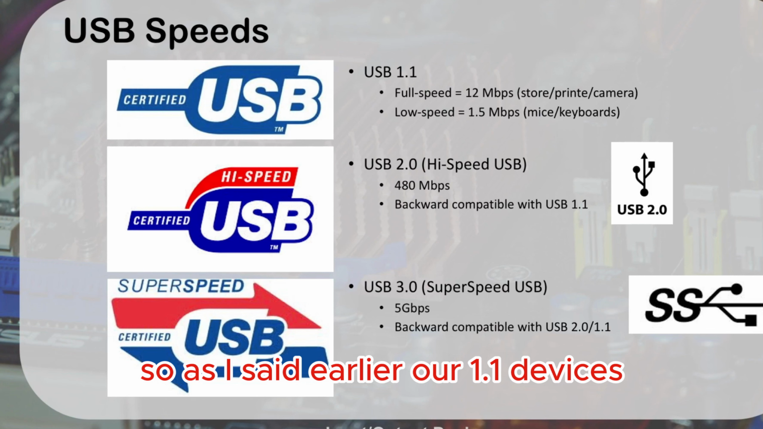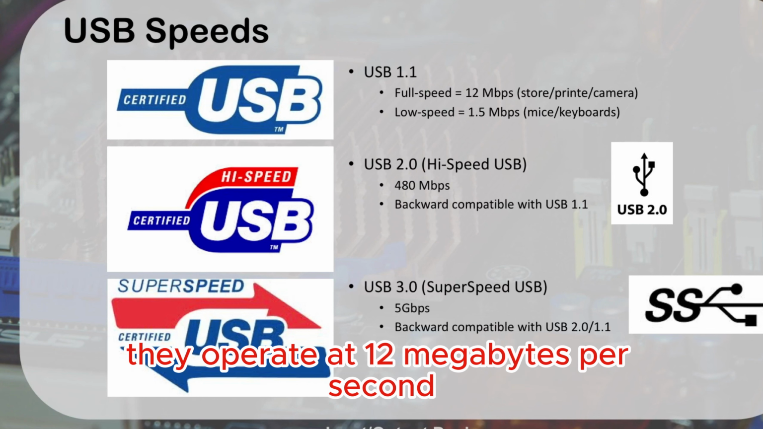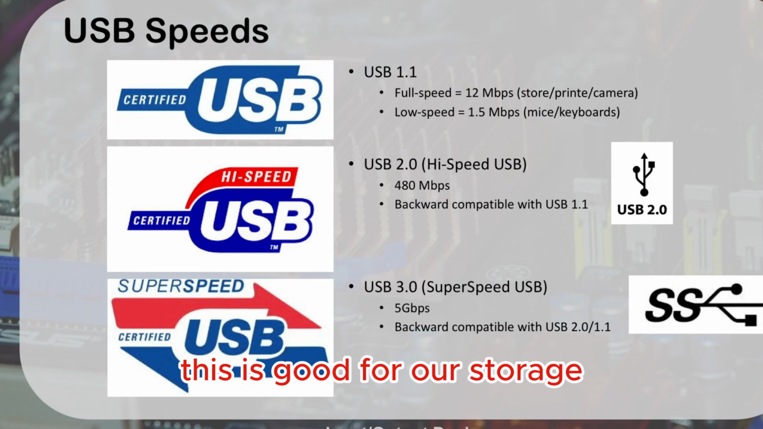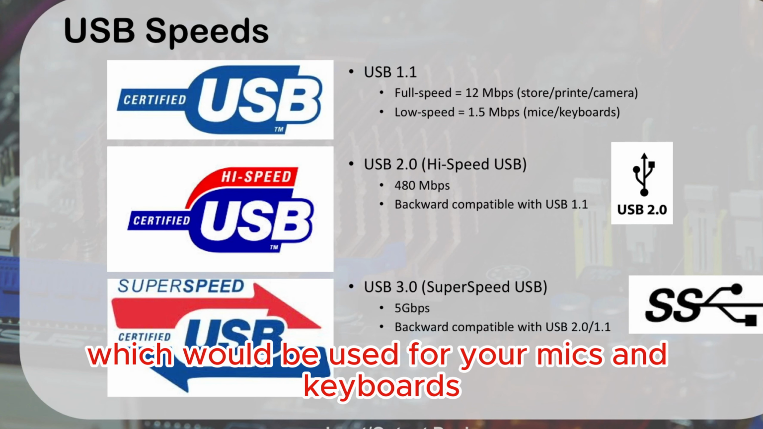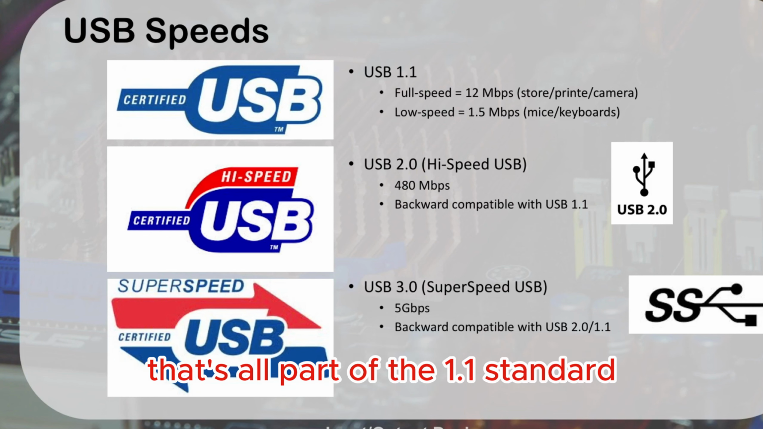So as I said earlier, our 1.1 devices operate at 12 megabits per second. This is good for our storage, our printers, and our cameras. They also have low speed of 1.5, which would be used for your mice and keyboards. That's all part of the 1.1 standard.